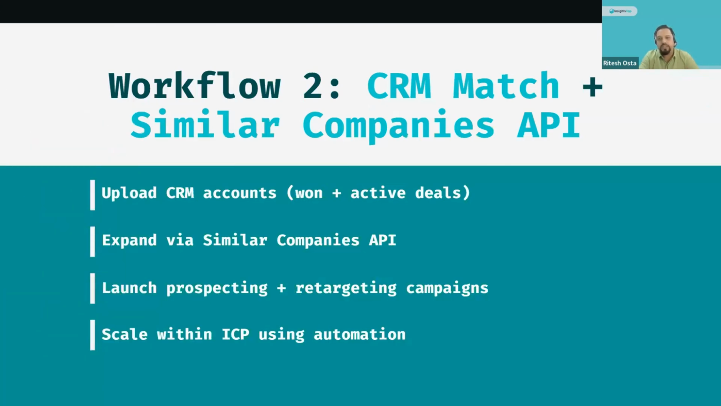The second use case is the CRM match with similar companies API. This is often a very forgotten use case. Many customers already have a huge database of prospects, customers and leads sitting in their CRM, which they do nothing much with. All they do is sometimes send a newsletter. That's pretty much it.